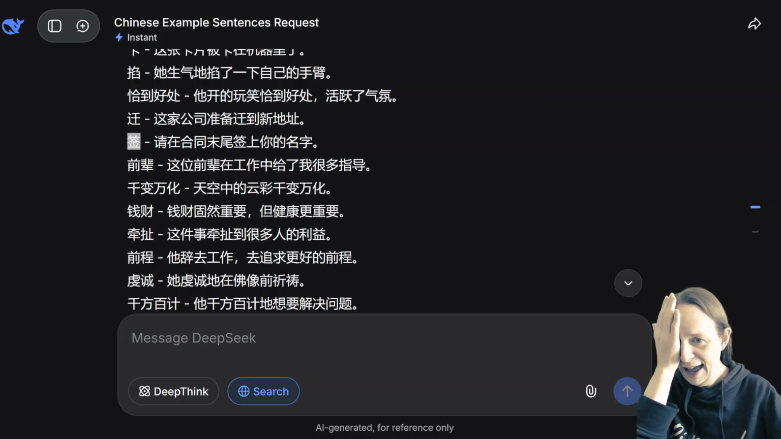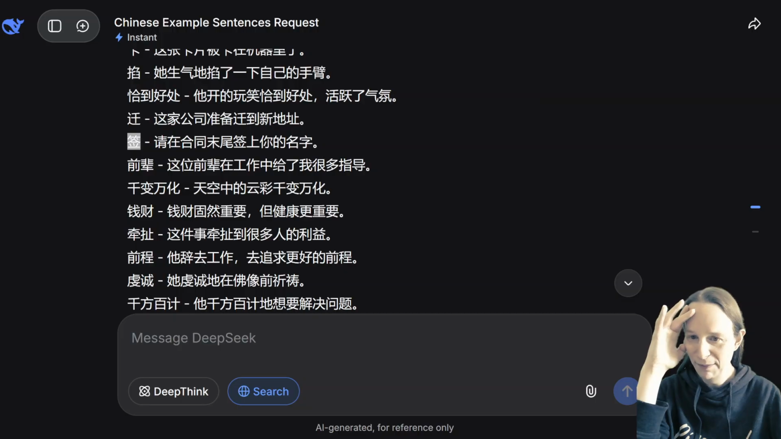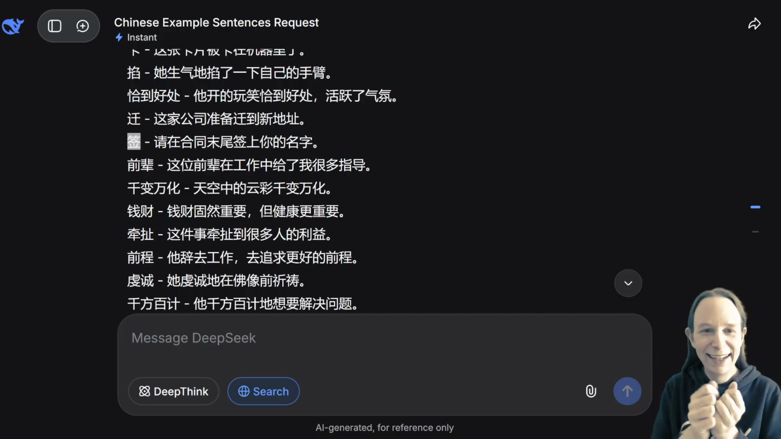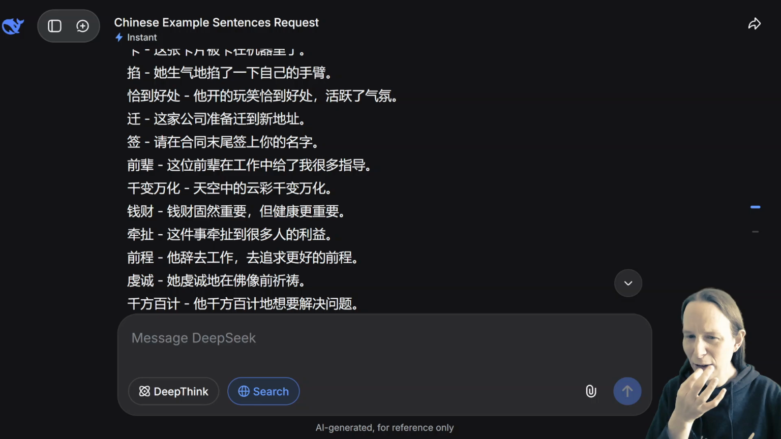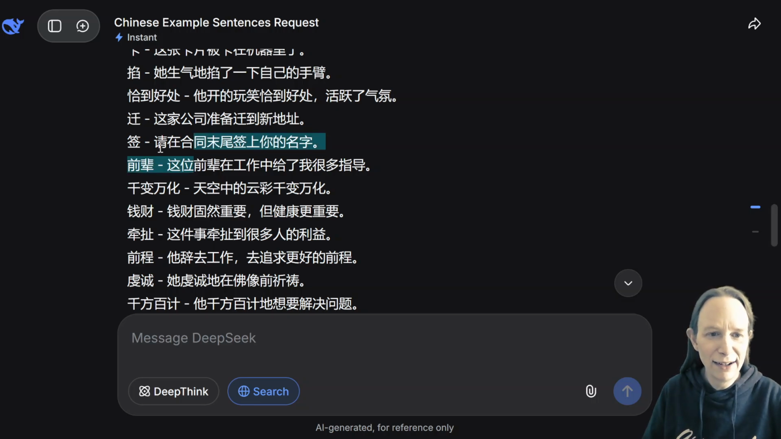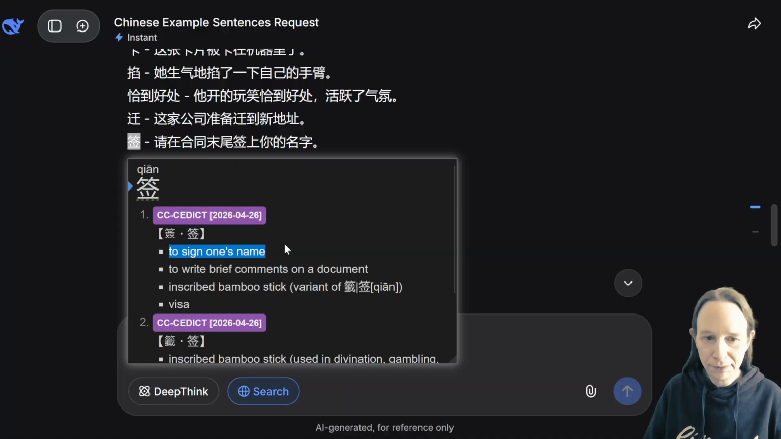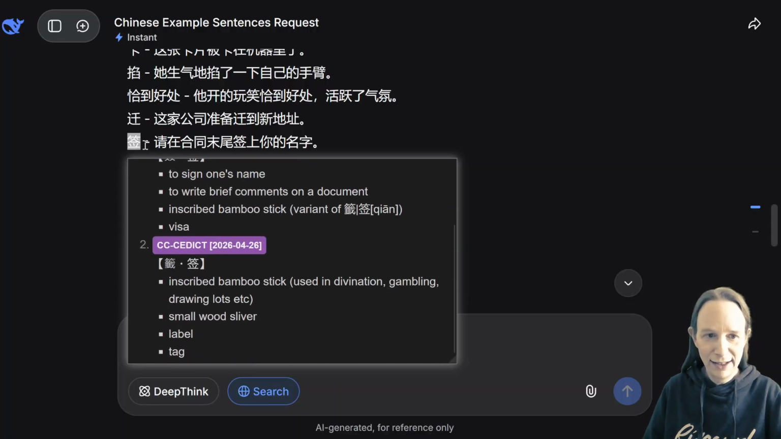So this originally came from like divination, right? And now it kind of refers to signing your name or signatures and things like this. It can also refer to things like bookmarks. So, okay. 现在合同位为末尾 I don't know, extremity. So at the end of the contract, 签上你的名字, sign your name. 签上你的名字, yeah, so 签.